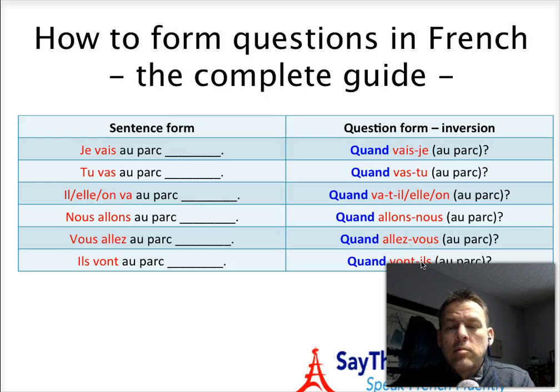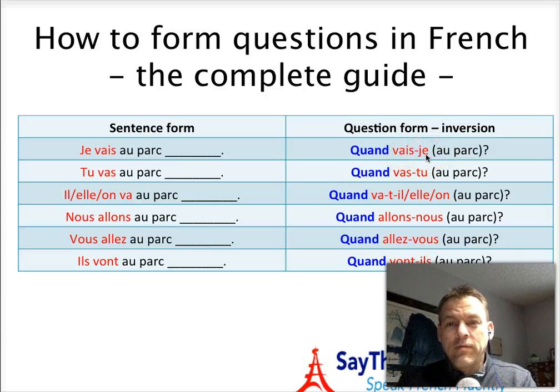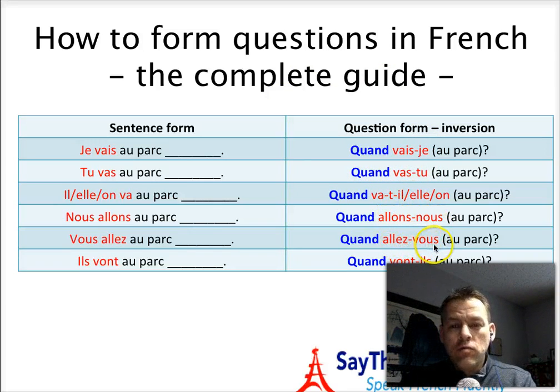Right, so pronouncing that takes a little bit of practice. Vais-je. Almost like vegetable. Okay. Vas-tu? Va-t-elle? Allons-nous? Allez-vous? Vont-ils? Vont-elles?